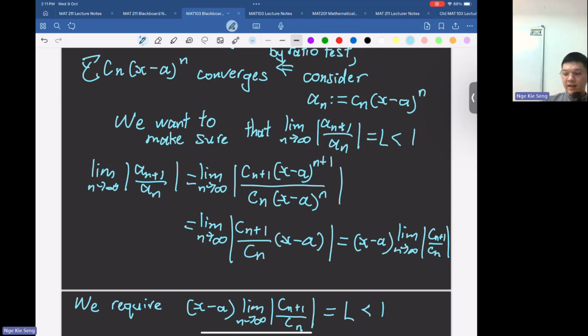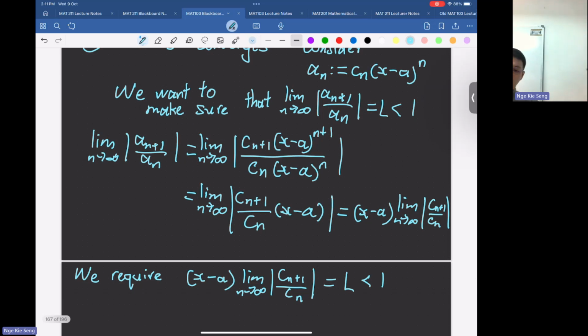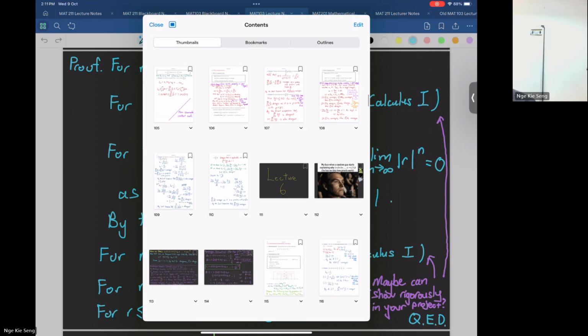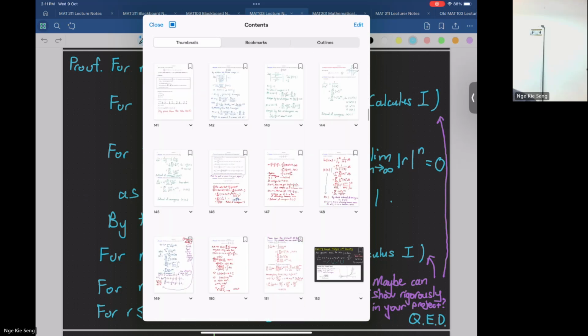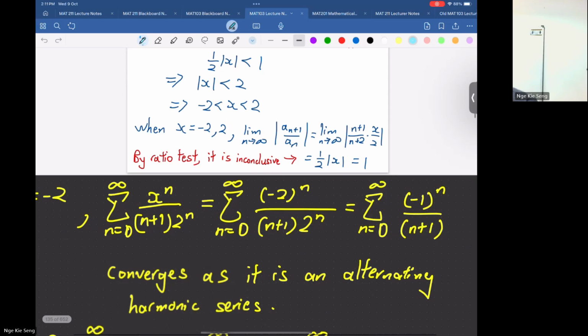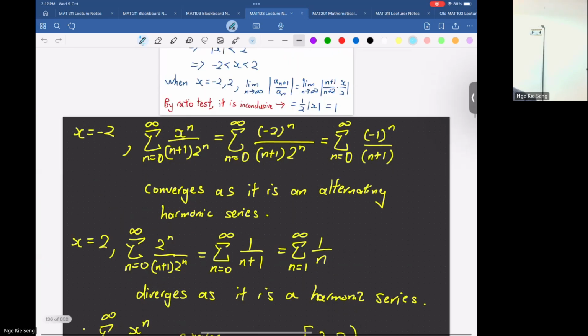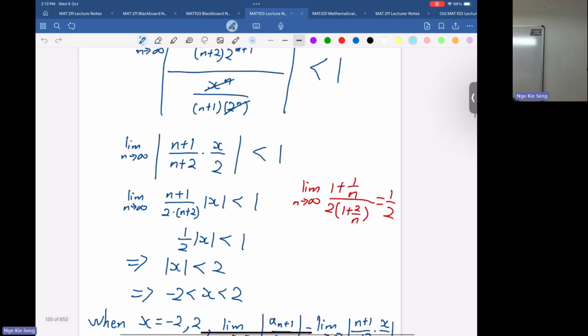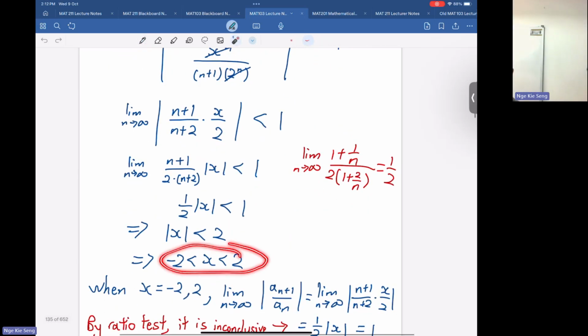Remember that last time there were three types of calculation we did. Should we just quickly recall the example we had last time? So the first example we have is this series here. We apply the ratio test. If you go through this calculation, you want to make sure that your x is what? The absolute value is less than 2. So it converges for all the points between -2 and 2 here.